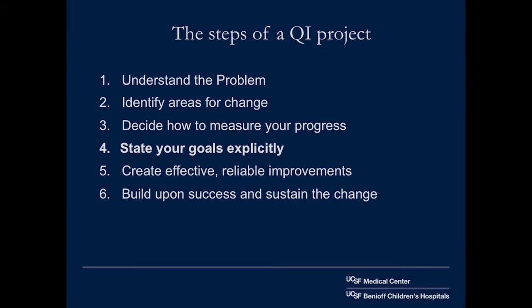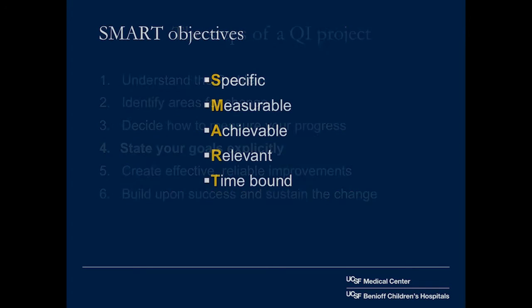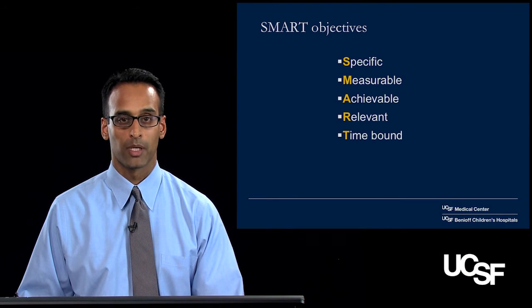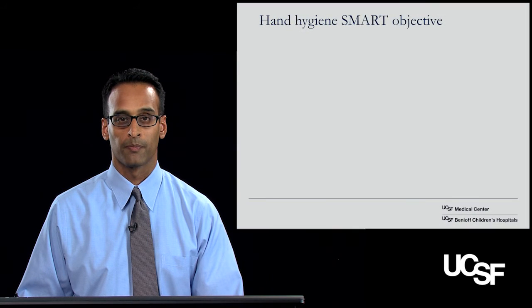Now that you've understood the problem, identified the areas for change, and decided on how to measure your progress, it's very important to state your goals explicitly. Project objectives are usually formulated in a SMART format, which stands for specific, measurable, achievable, relevant, and time-bound. And this is also the second common pitfall encountered when planning a QI project: failure to use an appropriate SMART objective when planning your project.